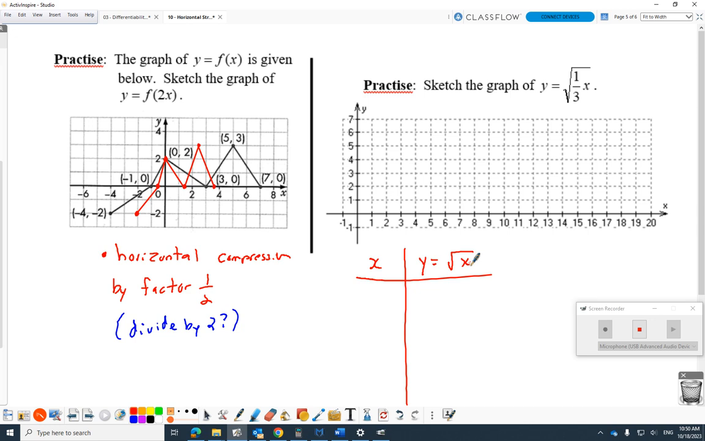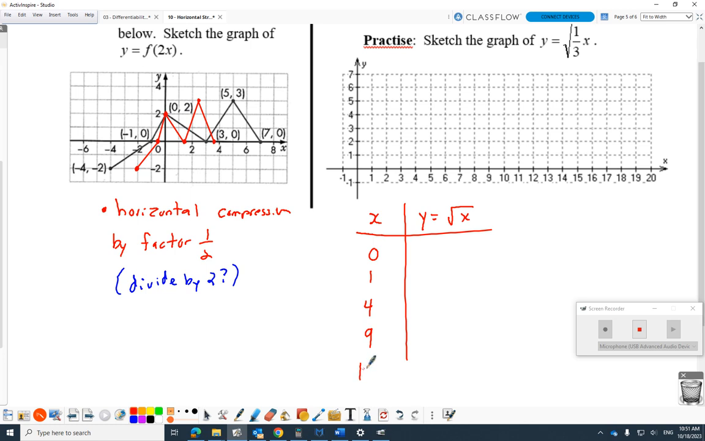Hopefully, you're getting to the point where you know what values to put in for y equals root x. You don't put in -3, -2, -1. That's not going to help things at all. And you go 0, 1, 2, 4, 9. Do I have enough room for 16 here? Yes, I do. 16. And then I just square root them all. I get 0, 1, 2, 3, and 4.